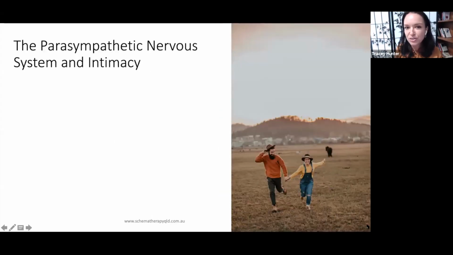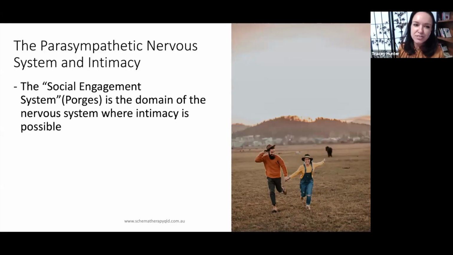Now I'm just going to chat a little bit about the parasympathetic nervous system and intimacy. Not a full lecture on polyvagal theory or anything like that, but some reference to it. So in polyvagal theory, the social engagement system is that one part of the vagus nerve that signals that we're in a safe environment, that we're free, that we can connect with others and be playful and spontaneous. And there's no fears or worries or concerns.